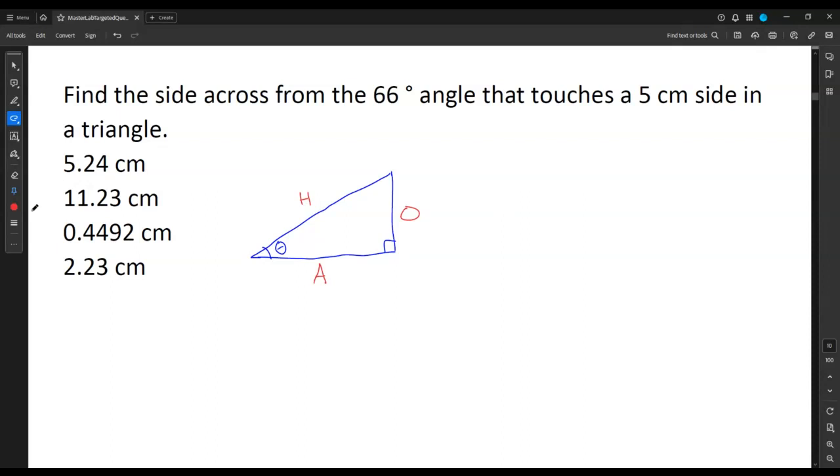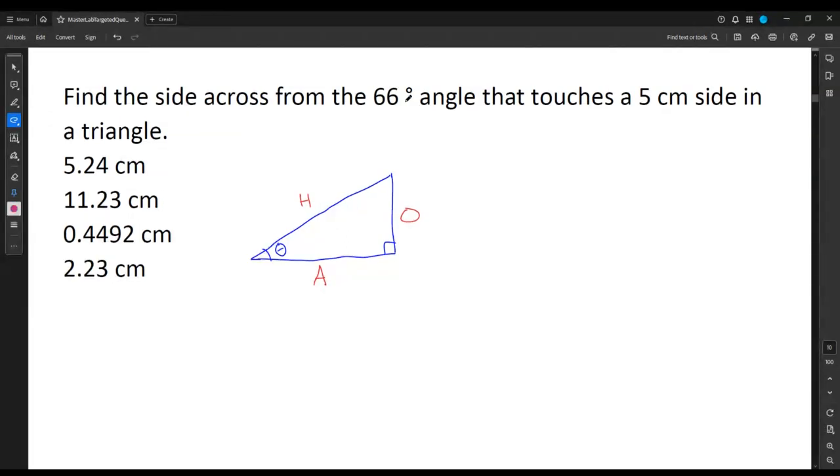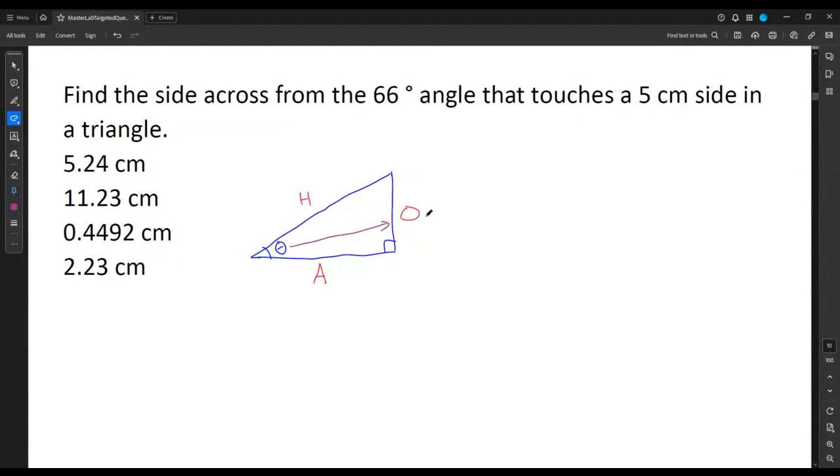Okay, then let's see what we've got. So the side across from, all right, that's out here. So we're looking for our opposite this time. The angle is said to be 66 degrees, so let's squeeze that in. And then the angle touches, so adjacent means next to or touching. This is 5 centimeters.